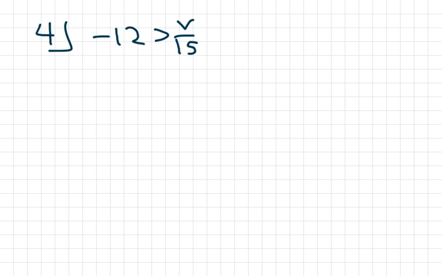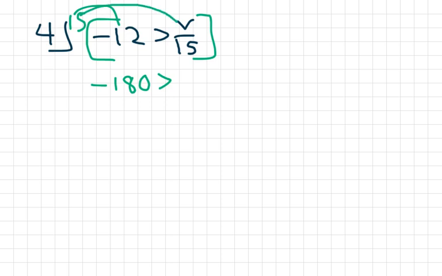In this case, I'm going to multiply both sides by 15. I'm just going to distribute and multiply the -12 by 15, and I'm going to get -180. And when I multiply these two, the 15s cancel, and I'm just left with v. So I solve for v. I'll rewrite this as v is less than -180.